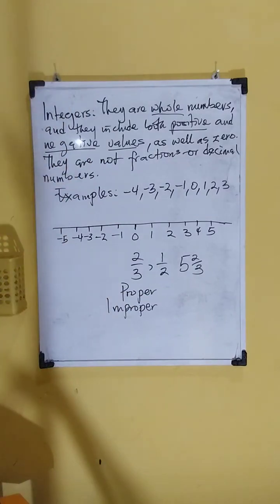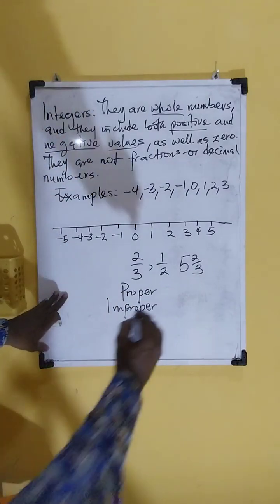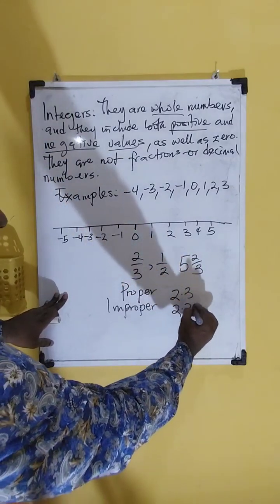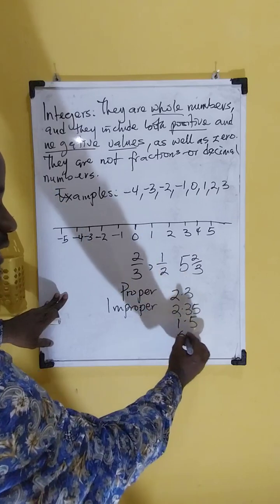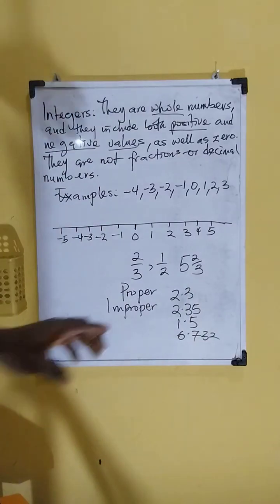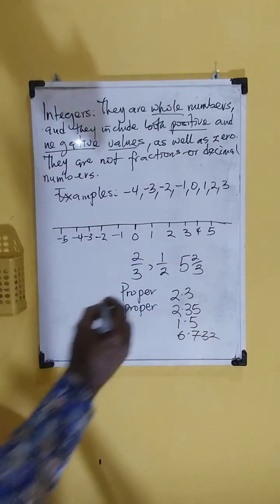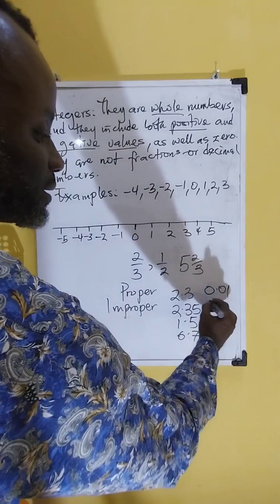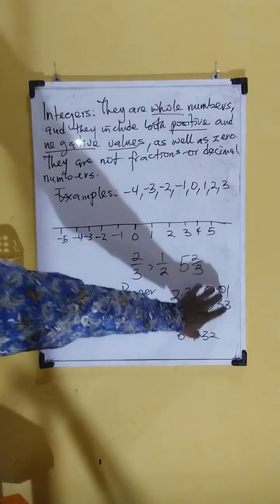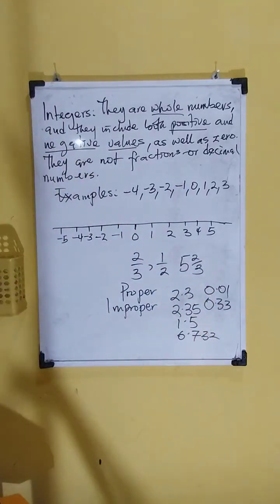Integers are also not decimal numbers. Examples of decimal numbers are 2.3, 2.35, 1.5, 6.7, 3.2. I mean, any number that has a decimal point. Another example could be 0.01, 0.33, and so on and so forth. So these are decimal numbers. What I'm trying to say is that integers are not decimal numbers and they are not fractions. I want you to take note of that.